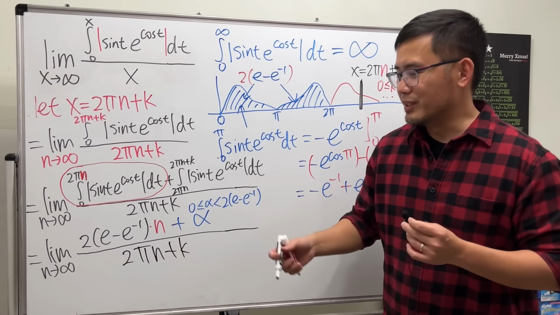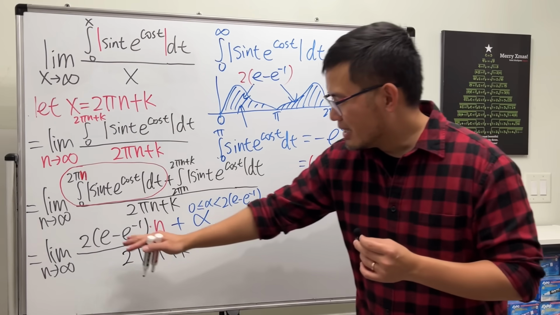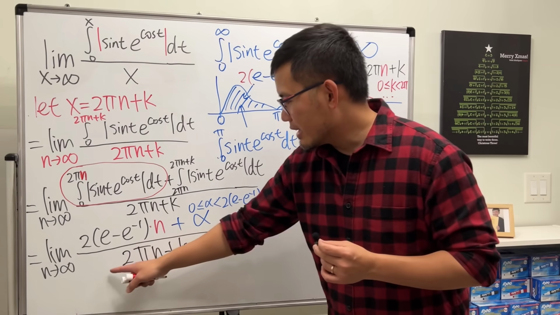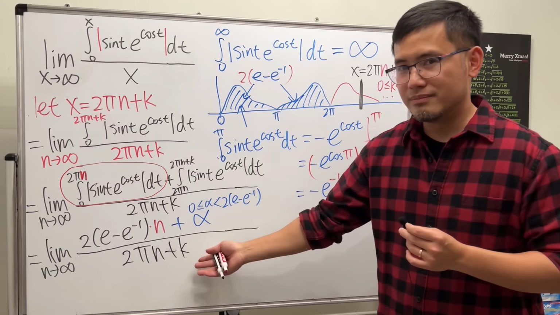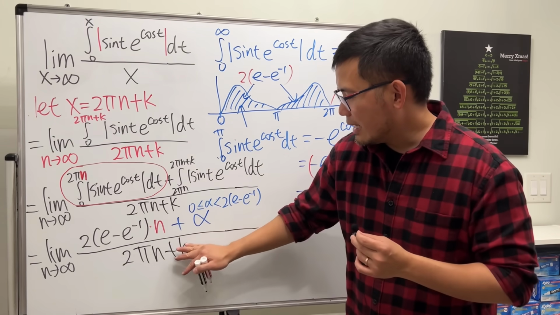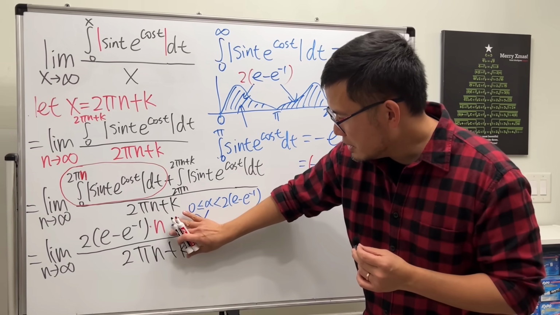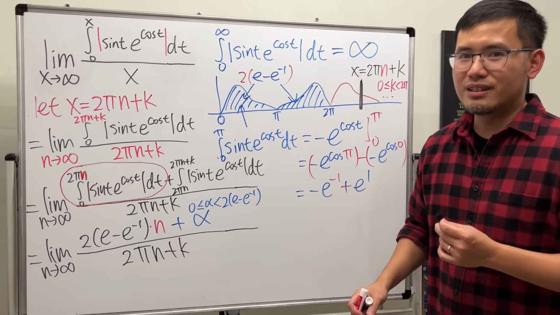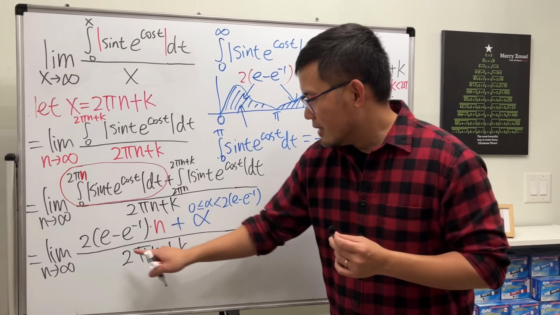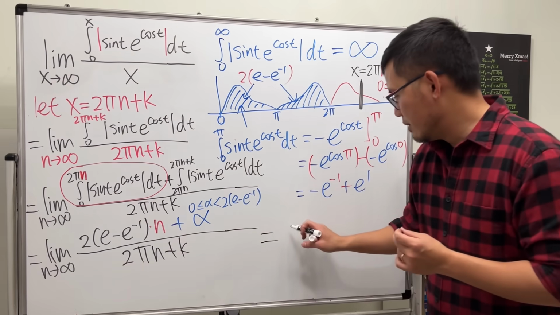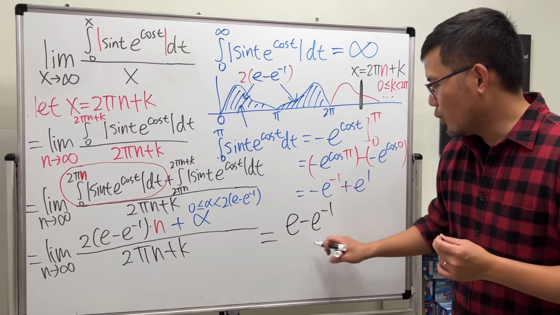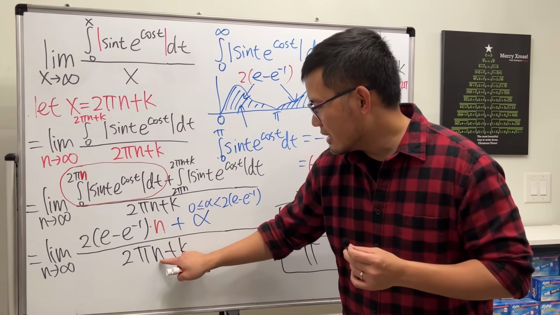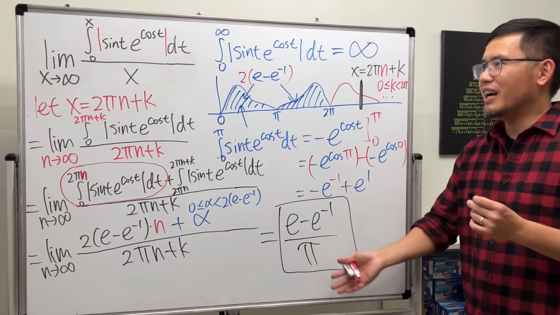Okay, now do we see it? Yes, because the top is actually just a linear function in terms of n to the first power here. That's just a number. And then on the bottom, same thing, n to the first power. So of course, we can ignore that because n goes to infinity. And once we ignore this, n and n cancel, 2 and 2 cancel. So ladies and gentlemen, what's the final answer? The final answer is very nice. Look, e minus e to the negative 1 over pi. Just like that. Again, n and n cancel, 2 and 2 cancel, and that is what we have.